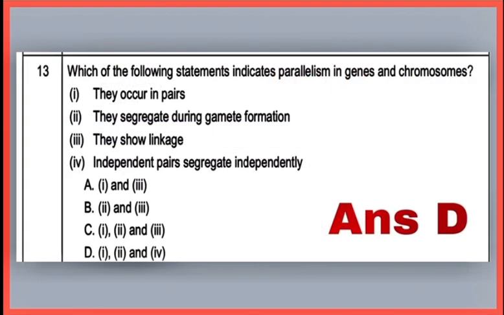Question number 13. Which of the following statements indicates parallelism in genes and chromosomes? Option D is correct: 1, 2 and 4. They occur in pairs, they segregate during gamete formation, and independent pairs segregate independently.